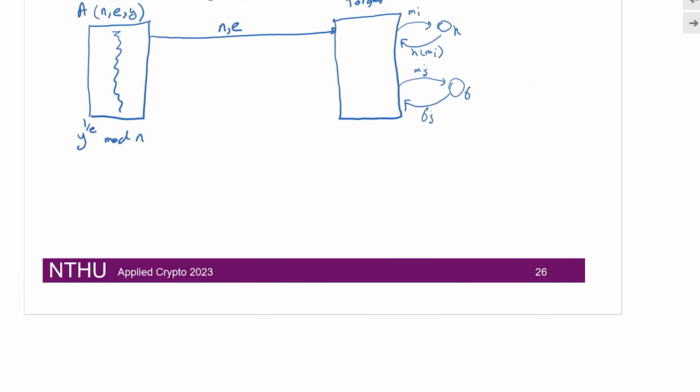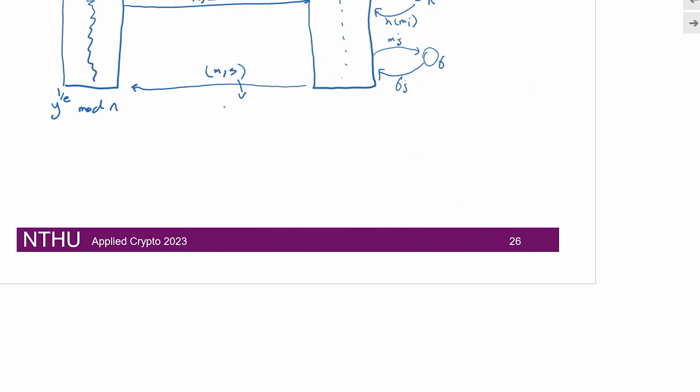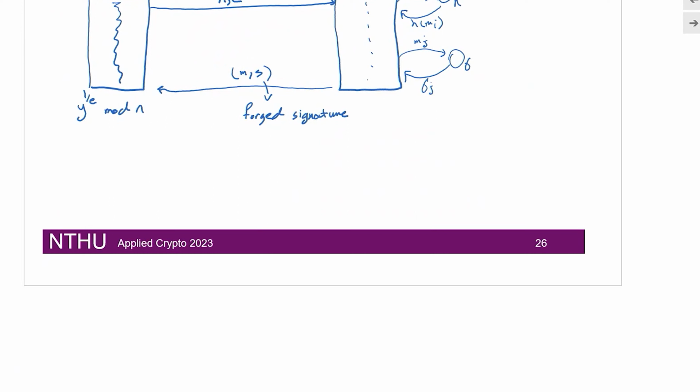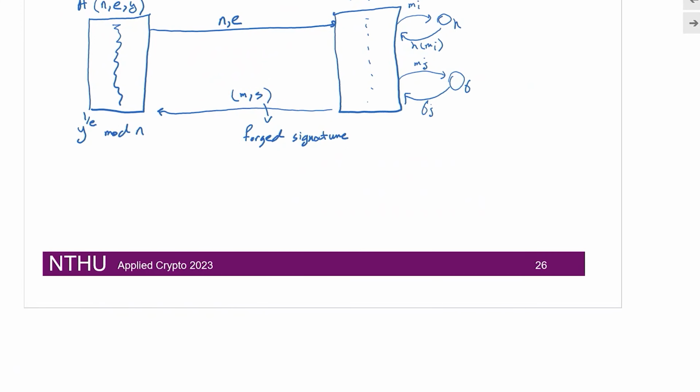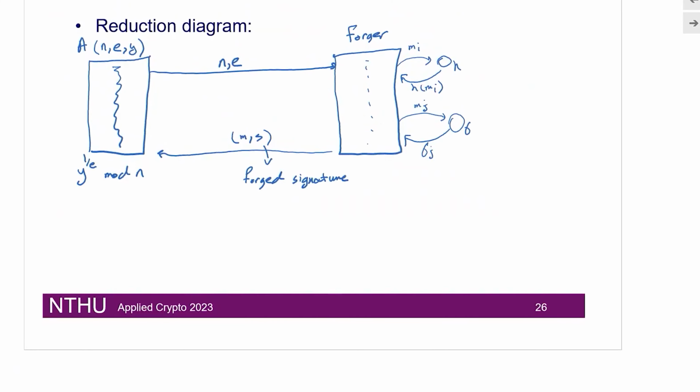So after he did his computation, this guy would output a forged signature. He would output some M and S, some valid signature, which we call a forged signature, right? So we are going to use this forged signature to compute this eth root that we didn't know how to compute in the first place. So this is going to be our reduction diagram.